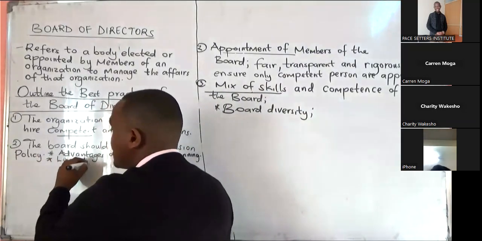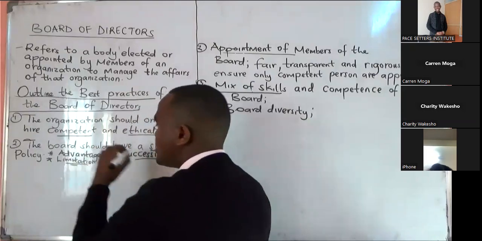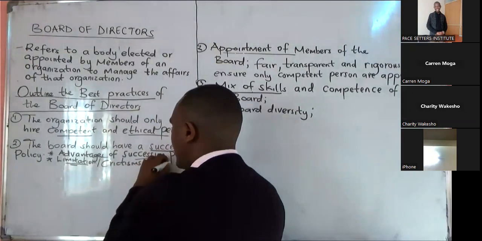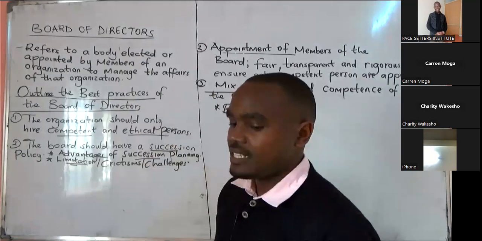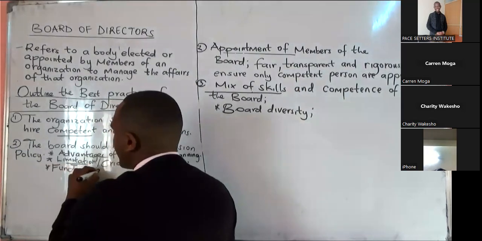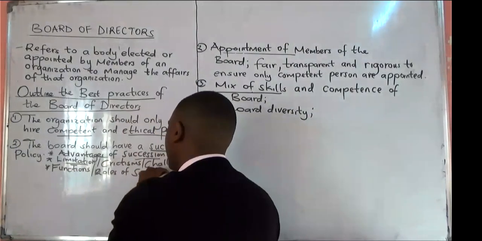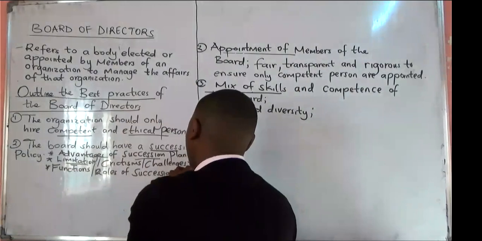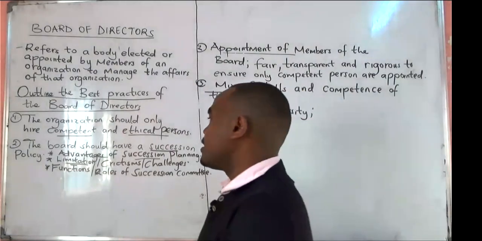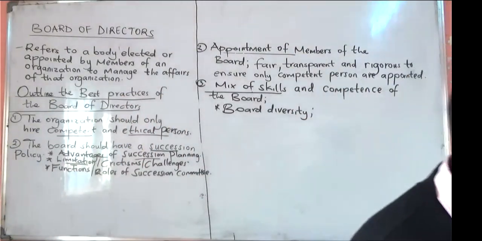In that question in April 2022, or August, the examiner was asking on the advantages and then the limitations, or the criticisms and challenges of succession planning. And the last one is the functions or roles of the succession committee. So anytime you are going through question one and you cannot see the board having a succession policy, then that is one of the board inefficiencies that you must highlight.